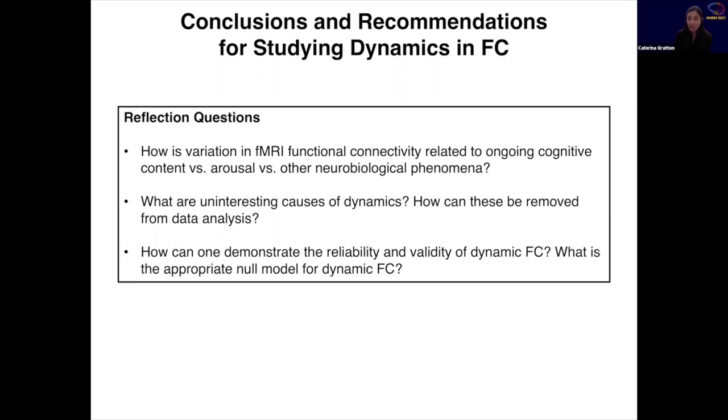Related to this, the second question is to always carefully consider what might be uninteresting causes of dynamics in your data, and to carefully account for these in your analysis procedures. Many people have come up with clever ways of addressing these.